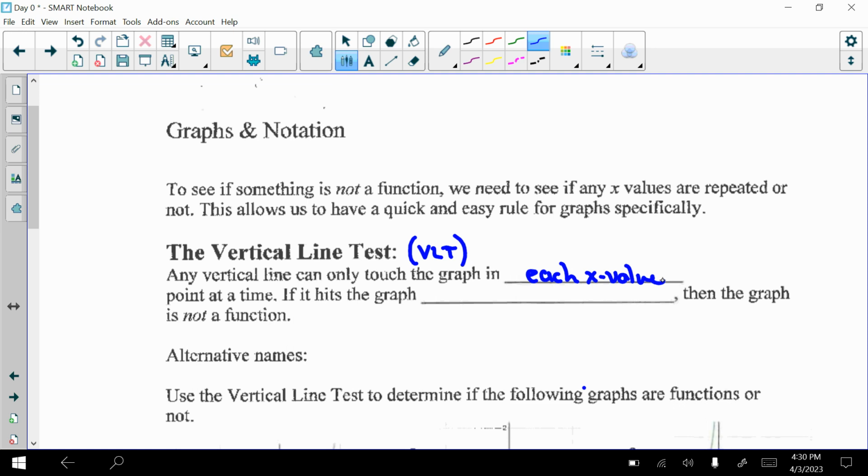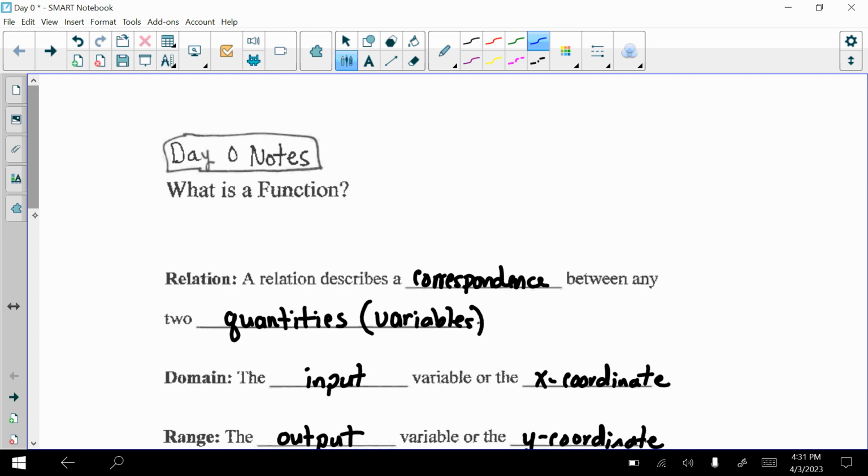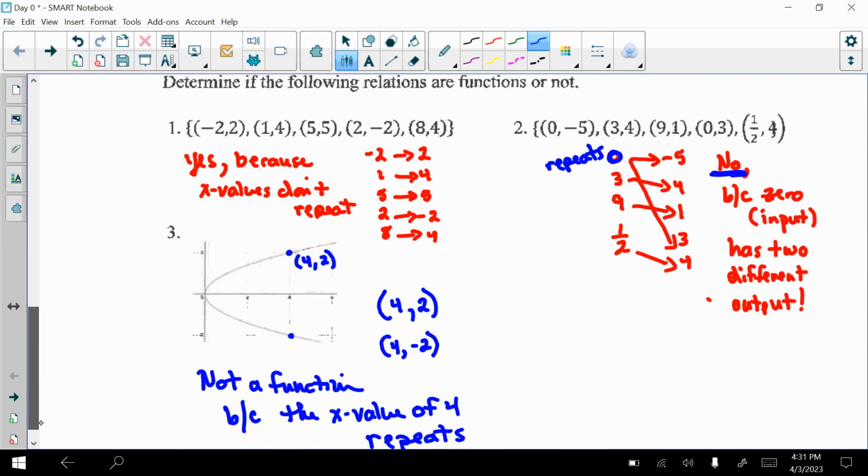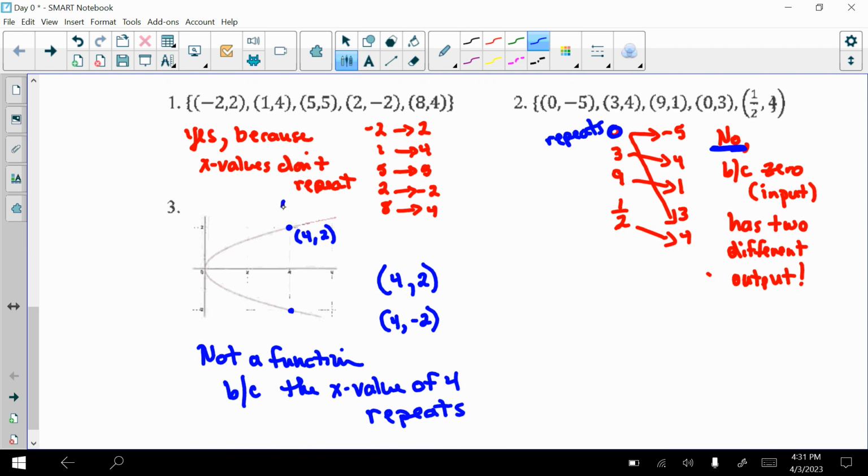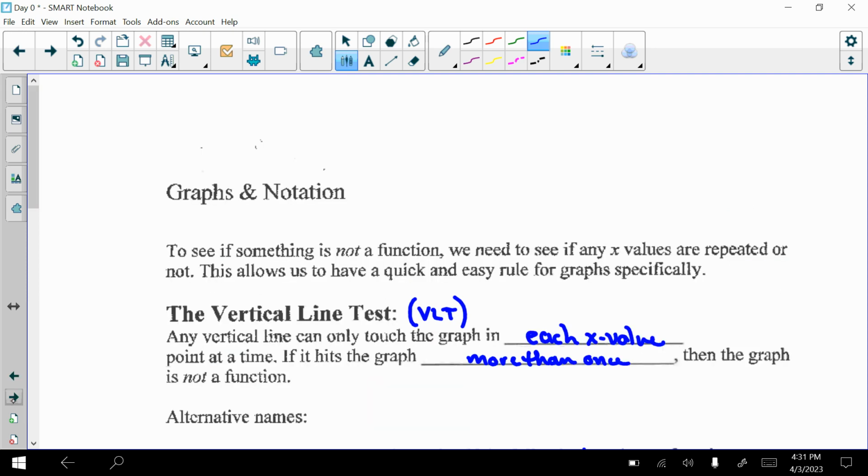One point at a time. If it hits the graph more than once, then the graph is not a function. So if we go back and look at this one that we looked at before, right here, if I draw a vertical line, it passes through that graph twice. That's an easy way to look at a graph to determine if it's a function or not.